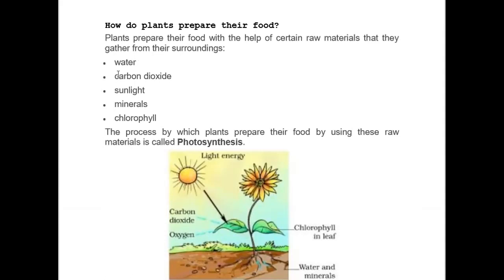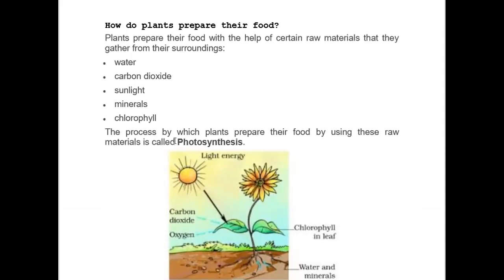of the plant. Carbon dioxide is taken from the atmosphere, sunlight from the sun itself, mineral again from the soil with the help of root hair. Chlorophyll. Kids, chlorophyll is a pigment which is already present in the leaf of a plant, right? So the process by which plants prepare their food by using this raw material is called photosynthesis.